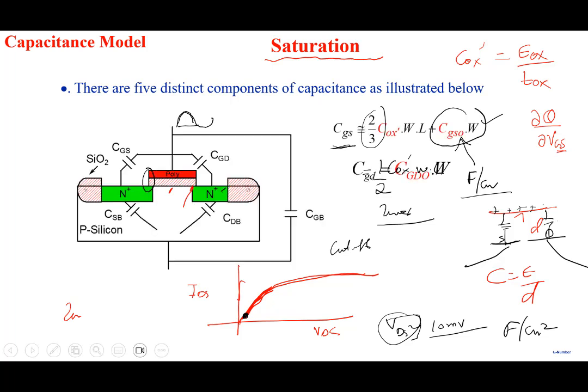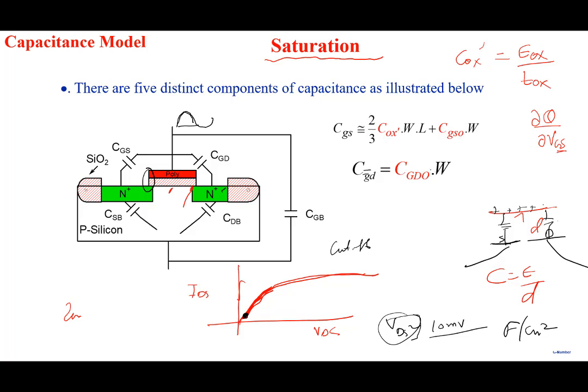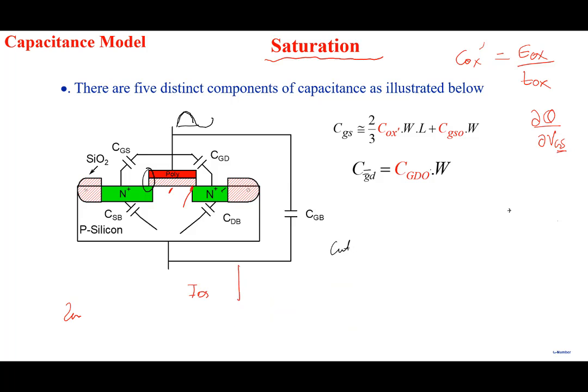Okay, so let me remove this part here. All right, so this will complicate things. Okay, in the saturation region, note that these are simple models, by the way. These are all simple models. So two components, one is from the channel and the other is from the overlap, right? So we distinctly understand both of them. The gate to drain capacitance, to first order approximation, is only the overlap capacitance.